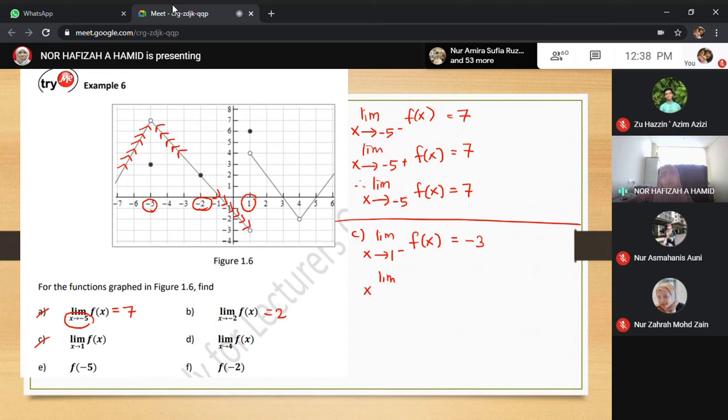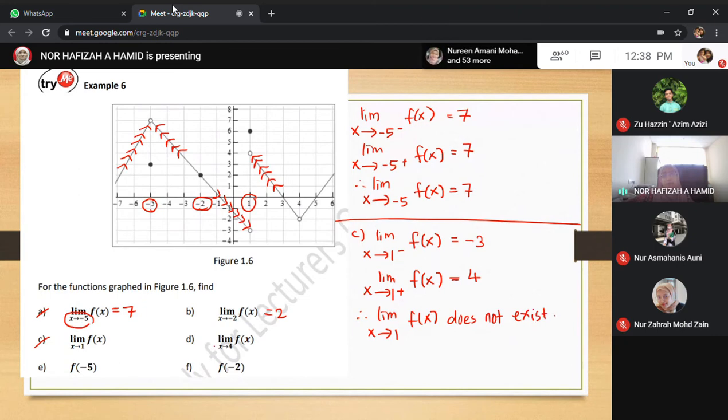Next, you calculate the limit as x approaches 1 from the right, as x approaches 1 from the right. We refer to the graph greater than 1. The answer is 4. Okay, so the values of the one-sided limits are not equal. So the limit as x approaches 1 of f(x) does not exist. Okay, so for C, does not exist.